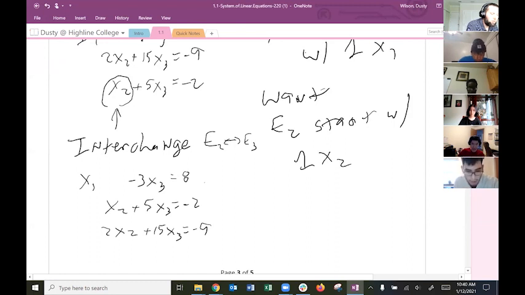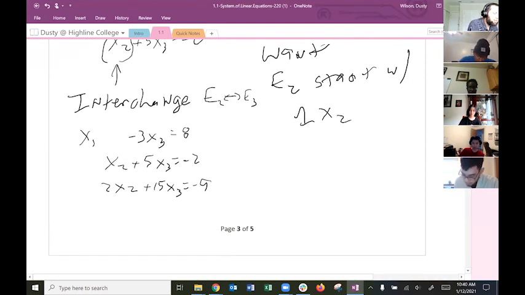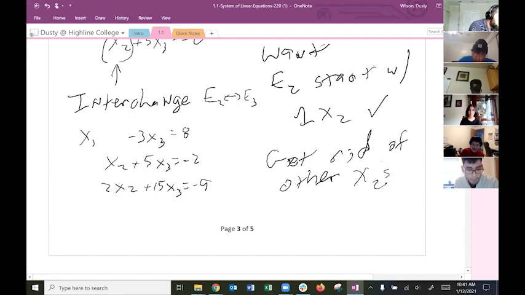So now we have equation 1 starting with a 1 x1, equation 2 starting with a 1 x2. Now we want to get rid of this random 2x2, and the other x2s. And anytime you want to get rid of other stuff, you're going to use replacement.